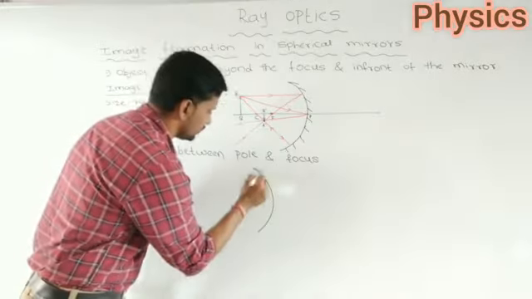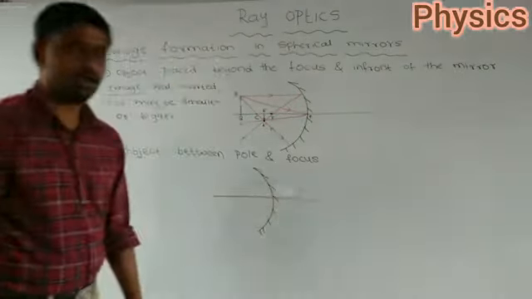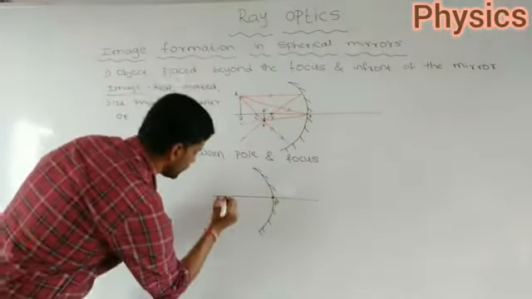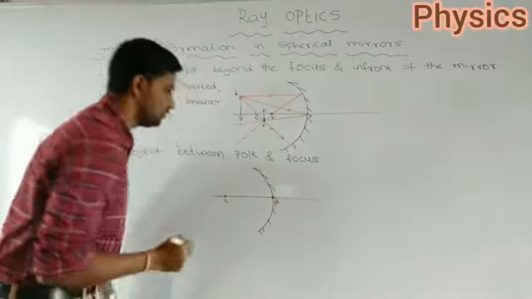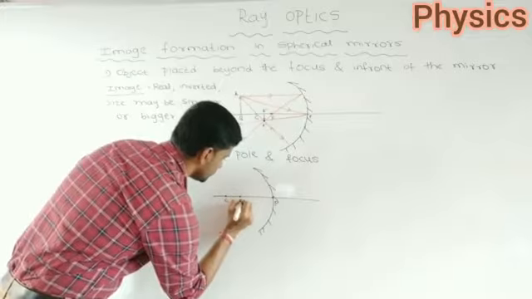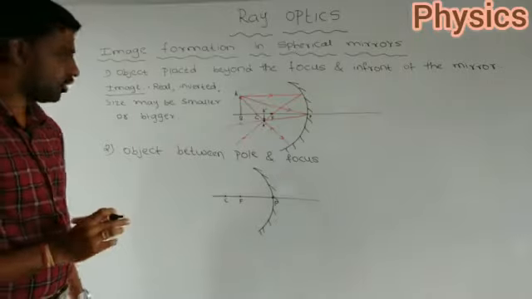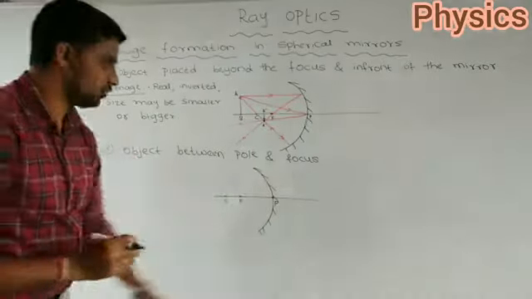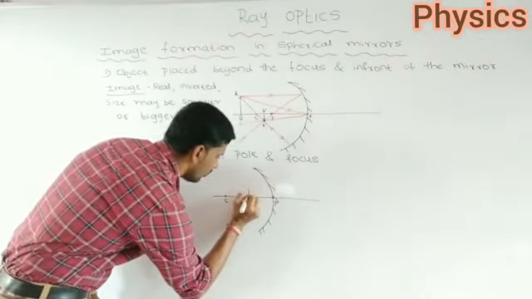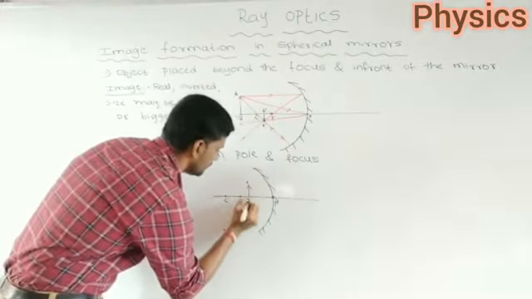Here also I am going to consider a concave mirror. This is the principal axis. This is the pole, and this one is the center. Assume that this is the focus. Now I should place the object in between the pole and the focus, like this. This is an object AB.